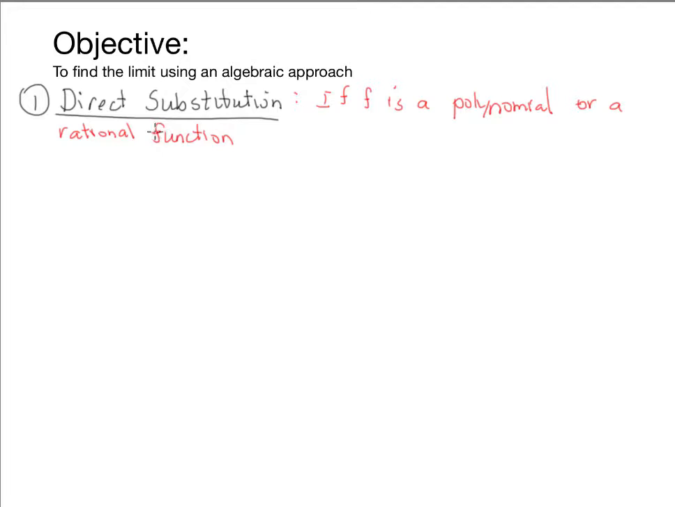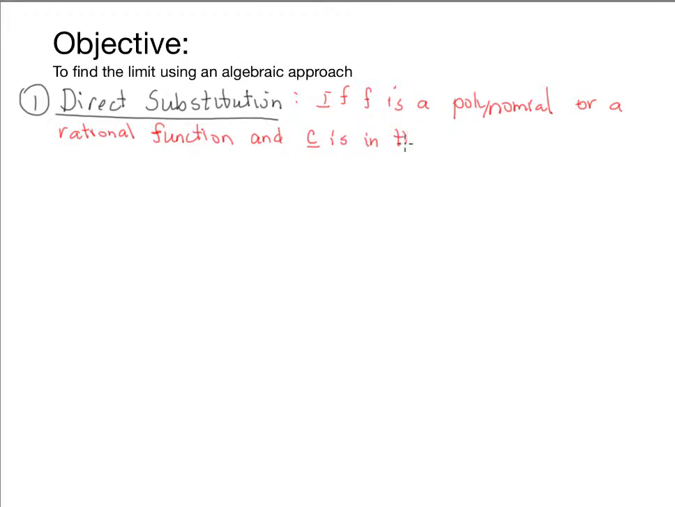Today we're going to look at some more algebraic approaches to solving limits, in addition to the properties of limits that we learned in the last video. In cases in which you want to solve a limit algebraically, you should always start with trying direct substitution. This method works if you have a polynomial or a rational function.